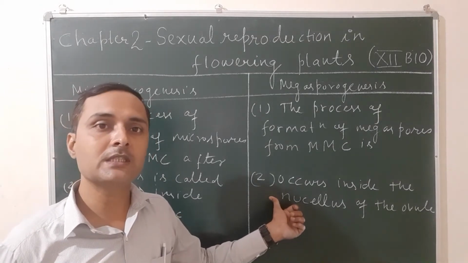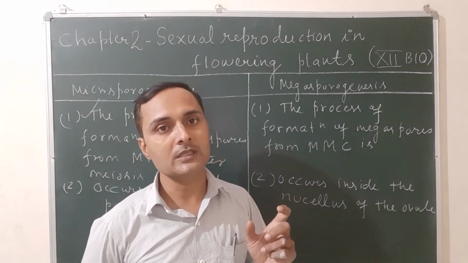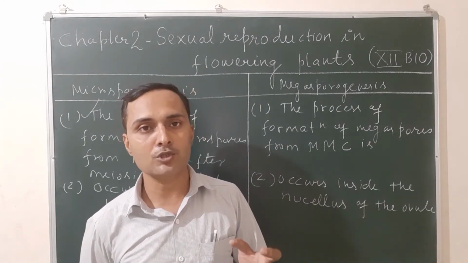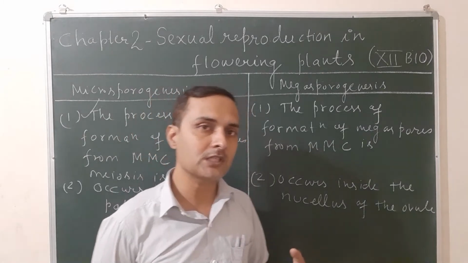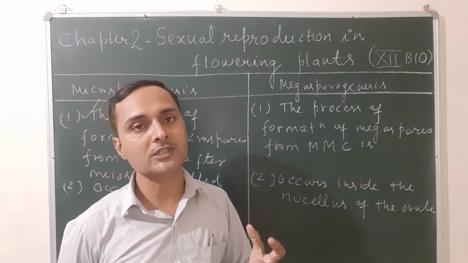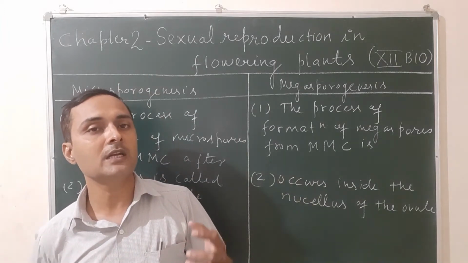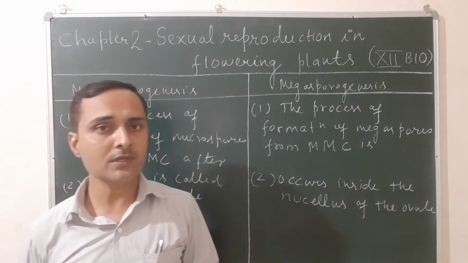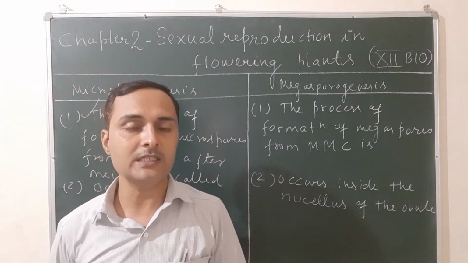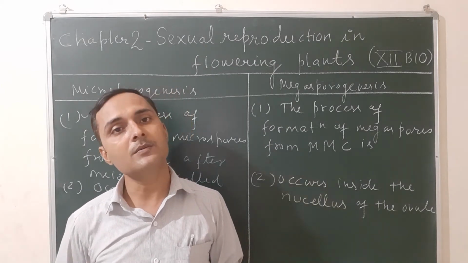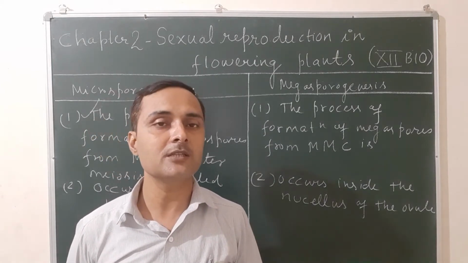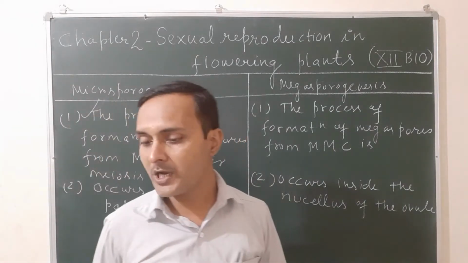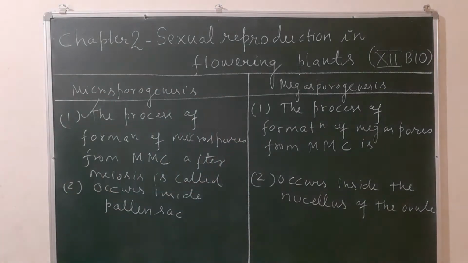Third difference: during microsporogenesis, 4 haploid microspores are produced from each microspore mother cell, and during megasporogenesis, only one functional megaspore is produced and the 3 degenerate and are lost. The fourth difference: the microspores give rise to the male gametophyte, that is the pollen grain, and the megaspores give rise to the female gametophyte, that is the embryo sac. So this is all about the difference between microsporogenesis and megasporogenesis.